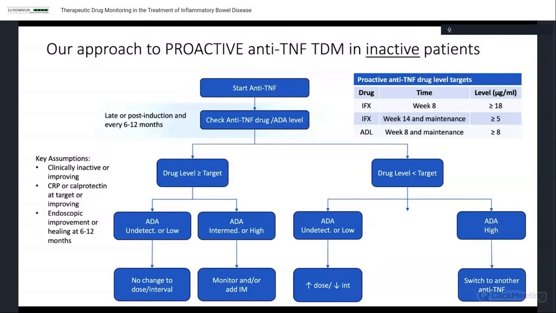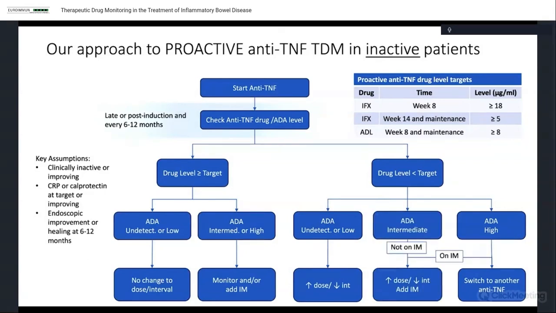It's also possible that there would be a low drug level in the presence of high anti-drug antibodies. And if they're quite high, and if the patient initially responded to this first anti-TNF, then it would be reasonable to switch within class. The mechanism worked, but we've developed immunogenicity. And if we're going to switch within class, it is also reasonable to start an immune modulator to prevent anti-drug antibodies with the second anti-TNF.